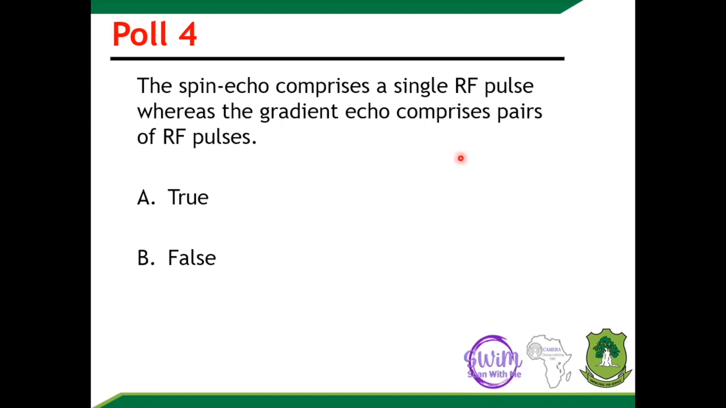So the gradient echo uses only one 90-degree excitation pulse, as we saw in imaging. And the spin echo uses the 90 pulse and then the 180 to flip or reverse before we read out. So the answer is false.